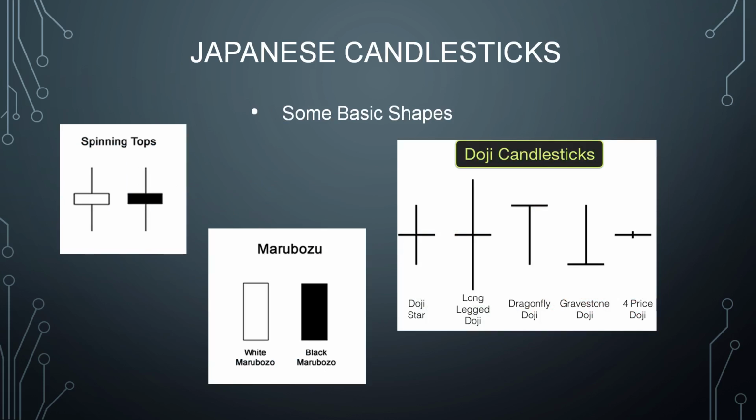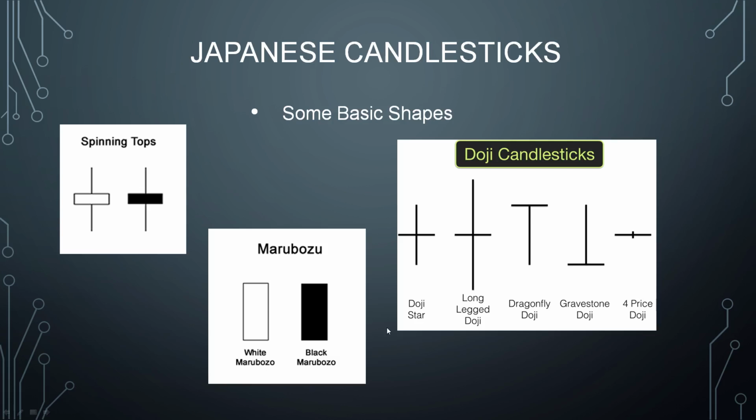So some very basic shapes. Firstly, you have candles with long upper wicks and long lower wicks and a very small real body, and these are called spinning tops. The color of the real body is not that important. The pattern indicates indecision between buyers and sellers.